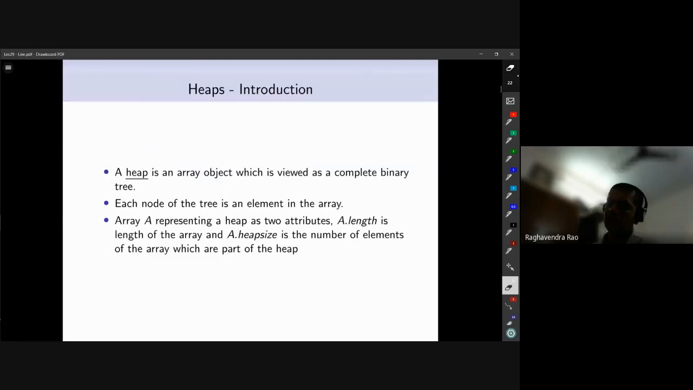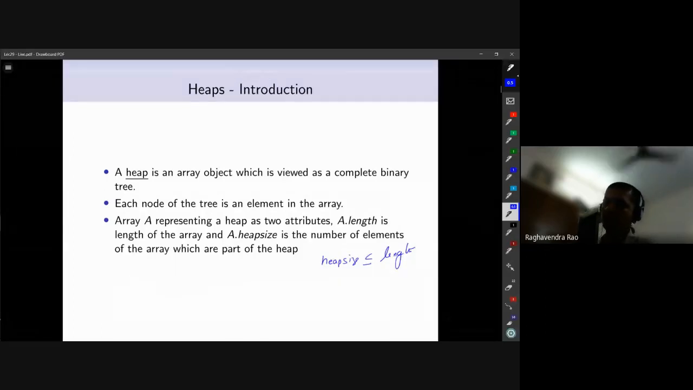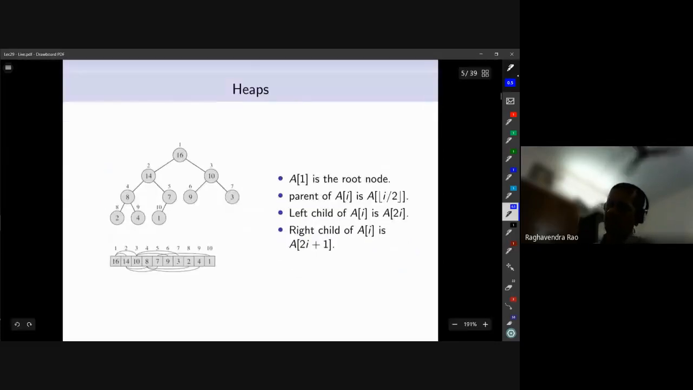Just abstractly, a heap is an array object which is viewed as a complete binary tree. It's essentially to store values. We'll imagine that each node of the tree is an element of the array. Usually we keep two attributes for the array: the length of the array, and the heap size. The heap size is the number of elements in the heap. What we want is that heap size is at most the array length. In most of our cases, we'll assume that heap size is equal to array length, but there could be subroutine calls where heap size is significantly smaller than the array length. The array is bigger.